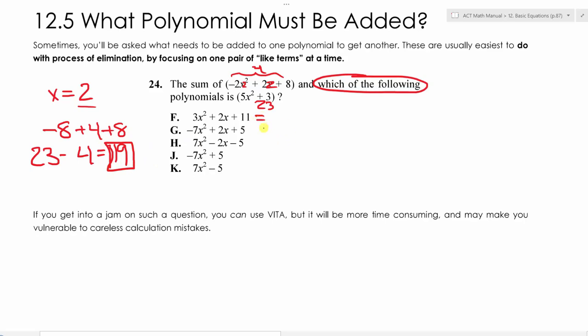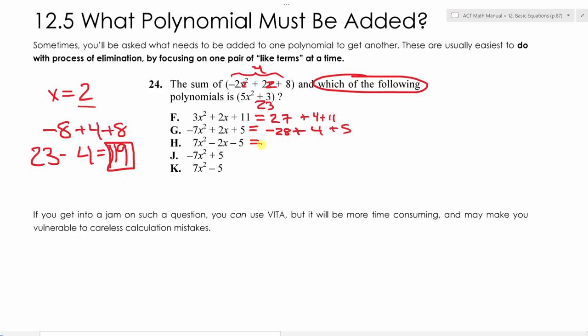When I go to my answers and start throwing in the 2's, this would be 3 times 9, so that would be 27, plus 2 times 2, so that's 4, plus 11. Well, that's obviously not going to be 19. That's going to be much bigger than 19. This is going to be negative 7 times 4, which is negative 28. And then I am adding to that 4, and then I'm adding to that 5. So that obviously doesn't work. That's going to be some negative number. It is not going to be 19.